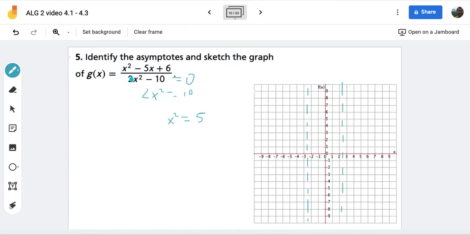How about the horizontal? Horizontal, we would look for end behavior. So I have x squared over 2x squared, which approaches 1/2. So positive 1/2 is my horizontal asymptote. And now I want to test some points out.